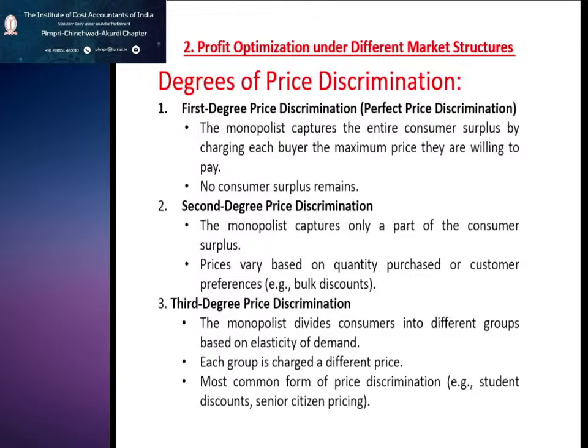No consumer surplus remains. The second degree price discrimination is where the monopolist captures only a part of the consumer surplus. Prices vary based on the quantity purchased or consumer preferences. Example, bulk discounts. And the third degree price discrimination is where the monopolist divides consumers into different groups based on the elasticity of demand. Each group is charged a different price. Most common form of price discrimination. Example, student discounts and senior citizen pricing.